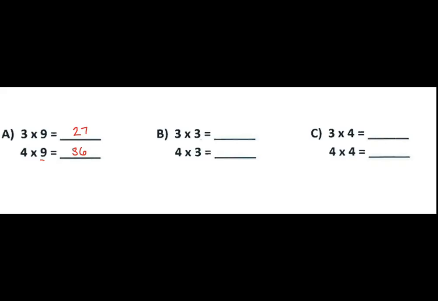Here I need to find 4 times 3. I'll start by taking 3 times 3, which is 9, and I'll add on another set of 3. 9 plus 3 is 12, so 4 times 3 is 12. To find 4 times 4, I'll start by taking 3 times 4, which is 12. I'll add on another set of 4. 12 plus 4 is 16, so 4 times 4 is 16.